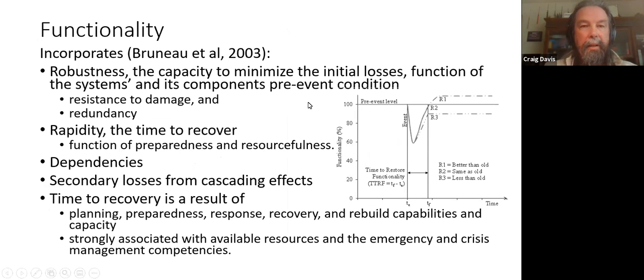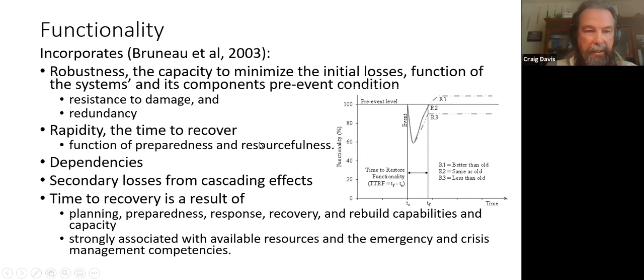Then we further understand functionality by understanding that it incorporates robustness, which is the capacity to minimize the initial losses, then the function of the system and its components pre-event. It's also a function of the system and its pre-event condition, so it includes resistance to damage and redundancy. Functionality also incorporates rapidity, which is the time to recover. So how fast, how rapidly can you recover?